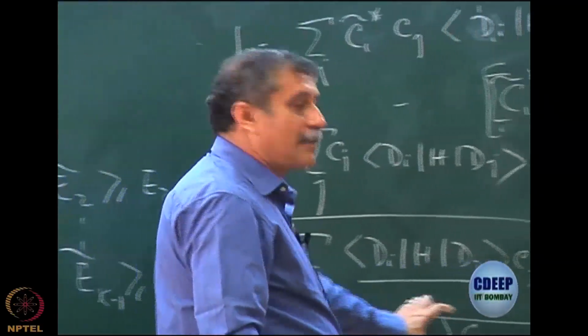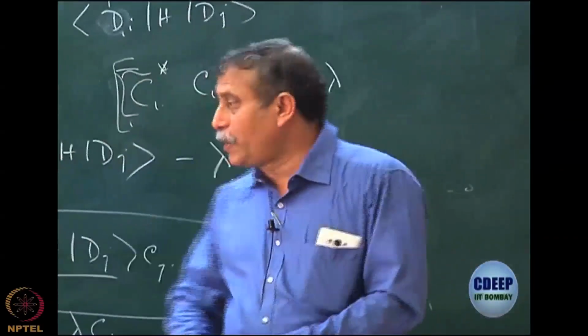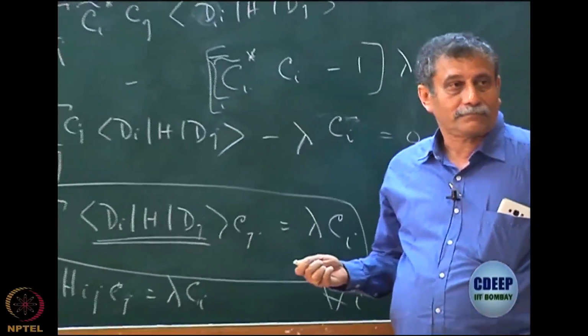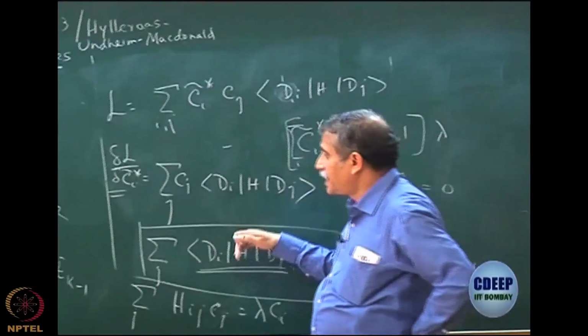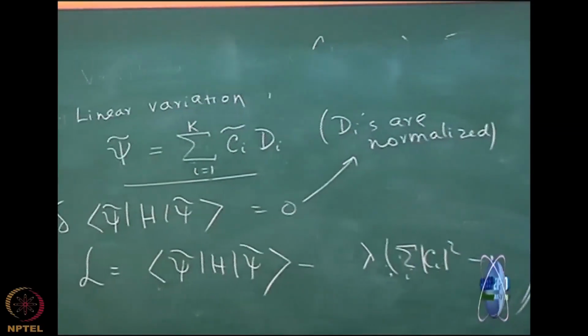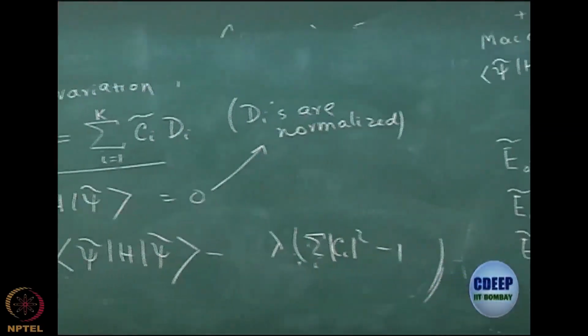So the CI problem that we have been discussing, which is basically linear variation, is nothing but a solution finally of the matrix eigenvalue equation. All you need to do is to calculate these matrix elements. The matrix element of the physical Hamiltonian in the basis, whatever is my basis, and then diagonalize that matrix.